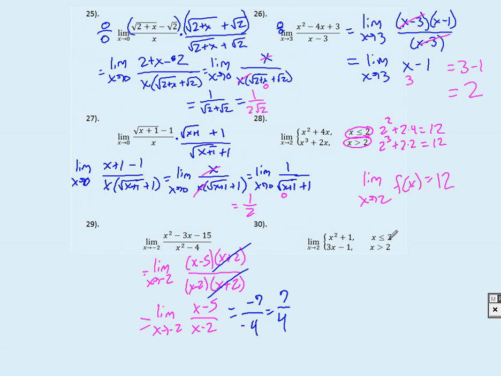And in number 30, if I plug in 2, I should get 2 squared plus 1, which is 5. And I plug in here, 2 times 3, which is 6, minus 1, which is also 5. So again, my limit here, as x approaches 2, is 5. Just for example, though, if this was, say, 5 and this was 7, then it's not the same number. Then I would have said the limit did not exist, just as simply as that.